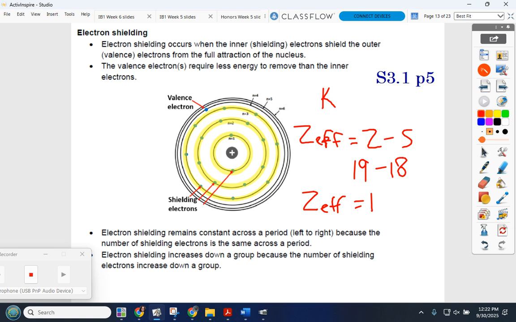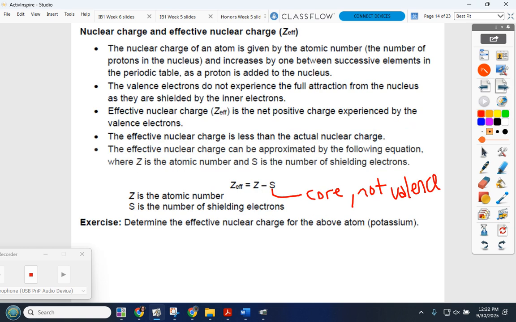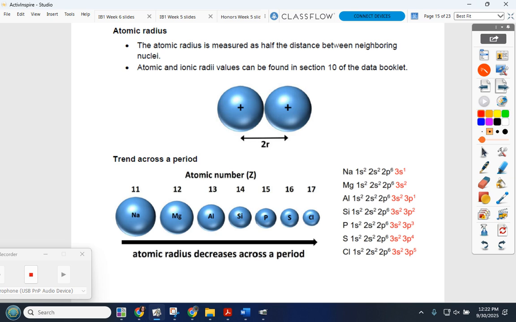The idea being that it mitigates the effect of having more protons because of also the increase in shielding as we go down a group. Okay. All right, so how does this play out? We've already talked about some of these trends, but let's talk about them in the sense of why.